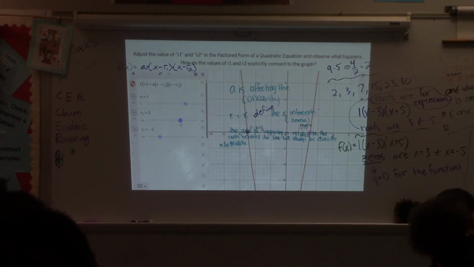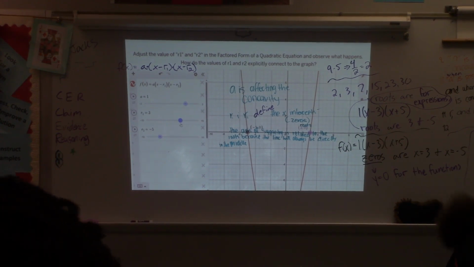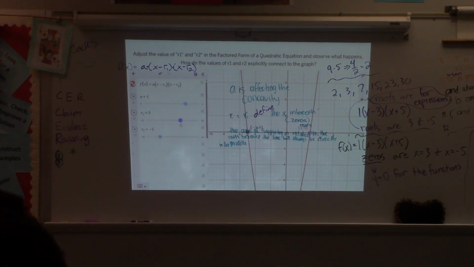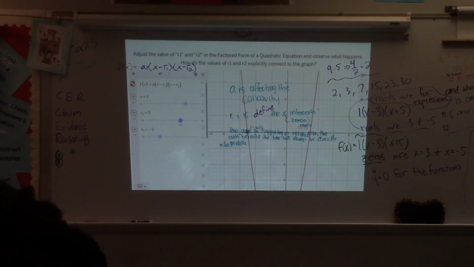And notice how many roots do we have? 2. We have 2 roots. So r1 and r2, these are just the 2 roots. That is why we use an R there. So when we say r1 and r2, we're talking about our roots. That's it.